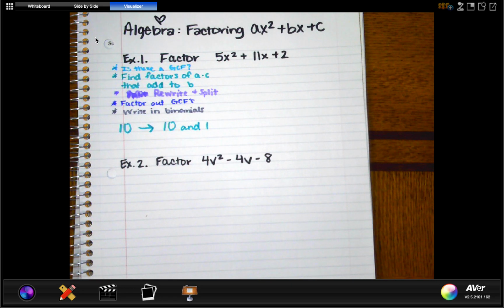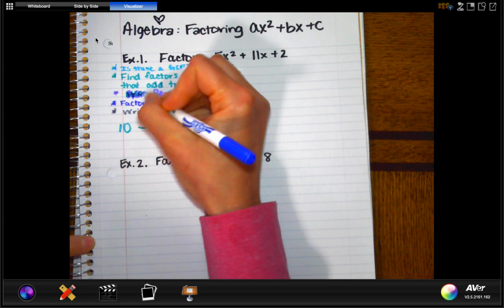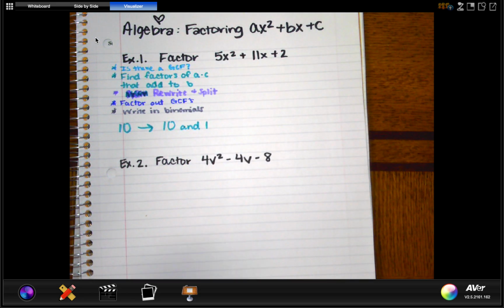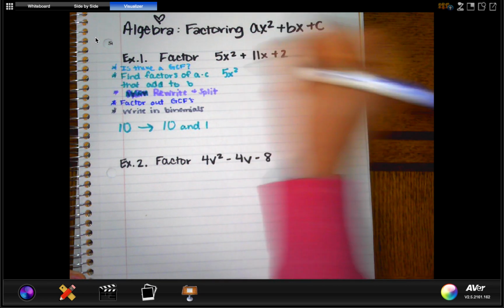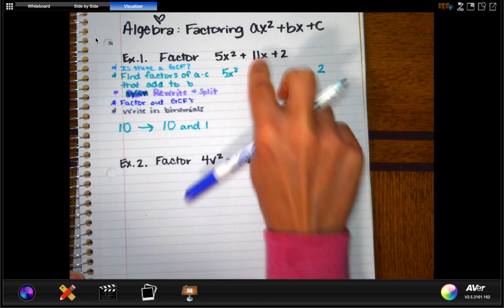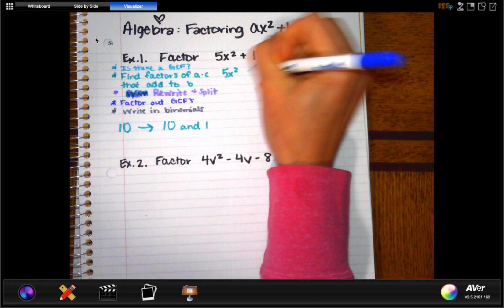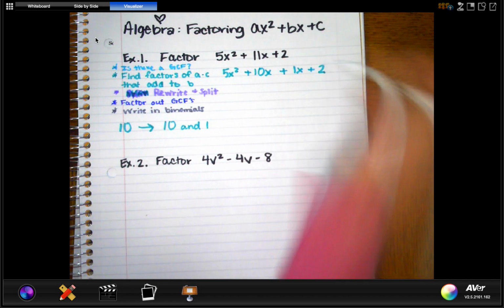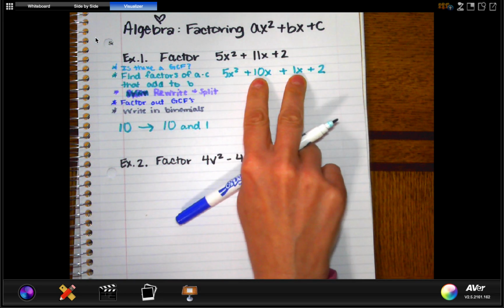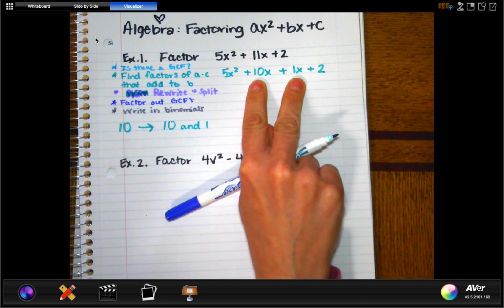So what we're going to do then, and this is what I wrote in purple, this part I messed up on, so don't mind that. Rewrite this guy and split it up. We are going to keep the 5x squared and we're going to keep the 2, but we're going to split the 11 up into the 10 and the 1. So we're going to make this plus 10x plus 1x plus 2, like that. Really, instead of writing 11x as one quantity, we're writing it as 10x and 1x.